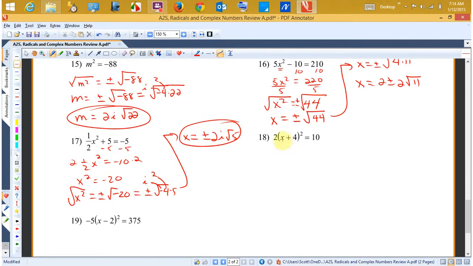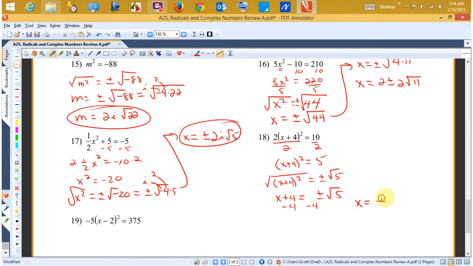And the next one, now the squared piece is the whole thing in parentheses. So I need to divide both sides by 2. That'll give me x plus 4 squared is equal to 5. Now I take the square root of both sides. So the square root of x plus 4 squared is just simply x plus 4. The other side will still be plus or minus the square root of 5. Now I'm going to subtract 4 to bring it to the other side. It goes in front of the plus or minus. So I have x is equal to negative 4 plus or minus the square root of 5.